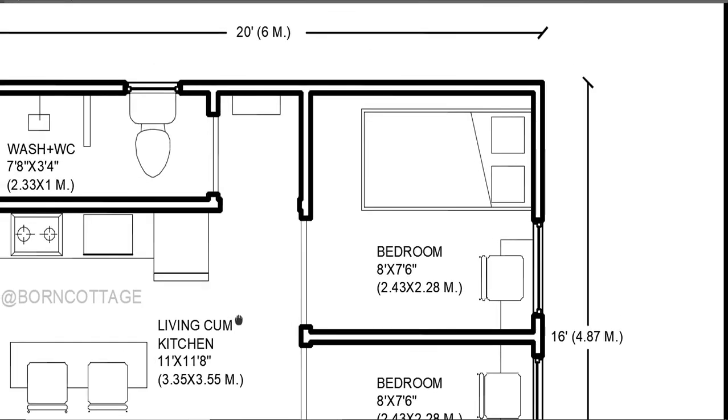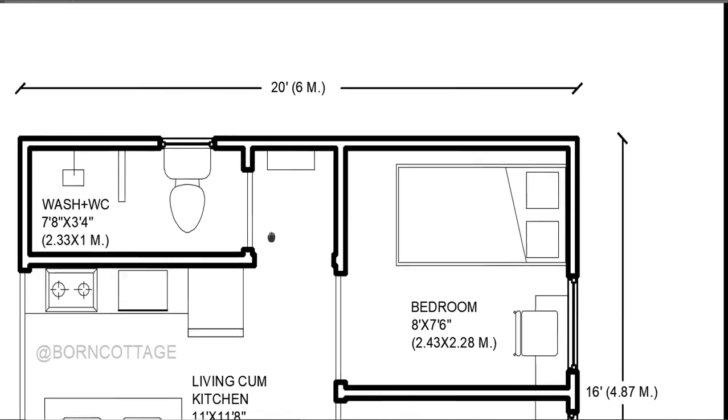After that we will go inside. So we have bedroom number 2 here. The size of the bedroom number 2 is 8 feet into 7 feet 6 inches, in meter 2.43 into 2.28 meter. You can see here the study table and a large size window for ventilation of this room. After that we will go inside.